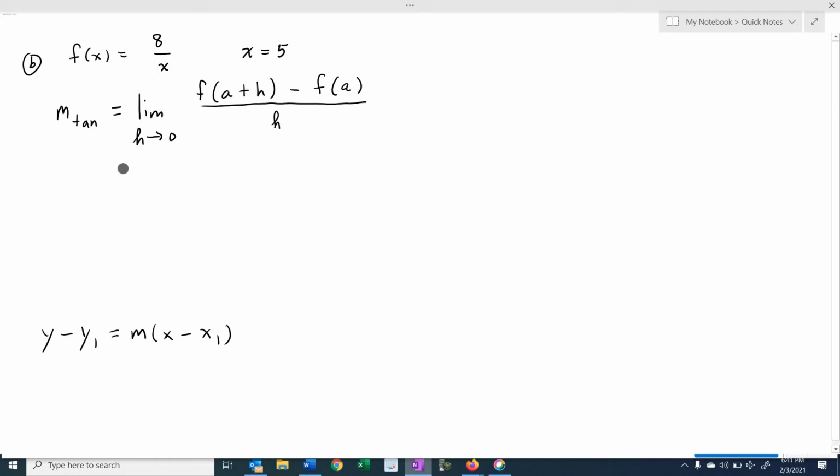Okay, so let's find the slope of the tangent line first using this formula. In this formula, a is equal to 5 in this case, because that's the point at which we're trying to find the tangent line to this function. So that's going to be f evaluated at 5 plus h minus f evaluated at 5, all divided by h, and then we're going to find the limit of that as h goes to 0.